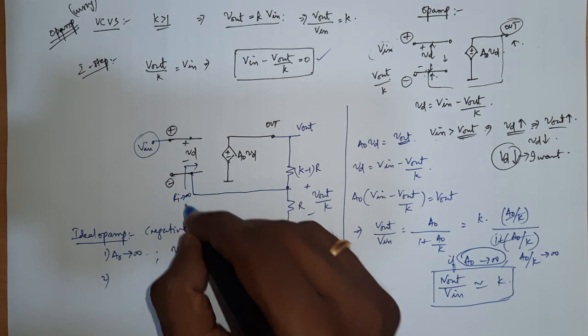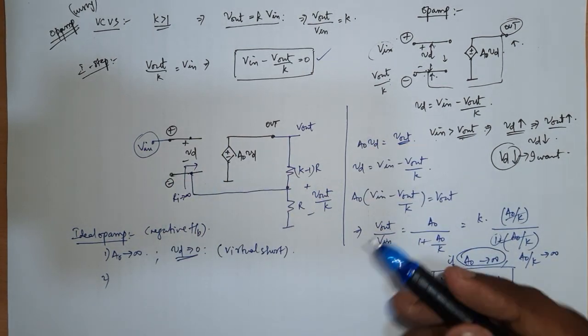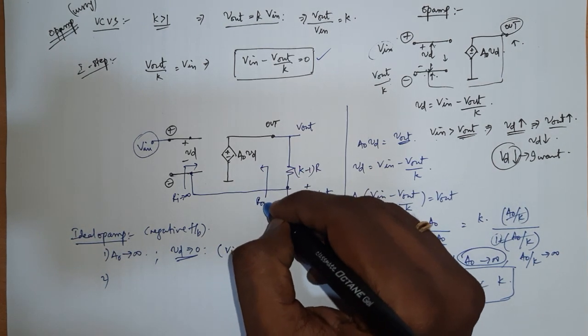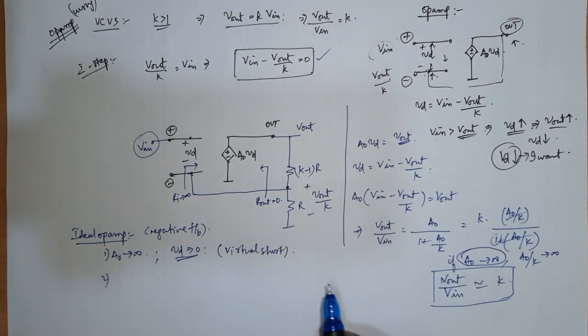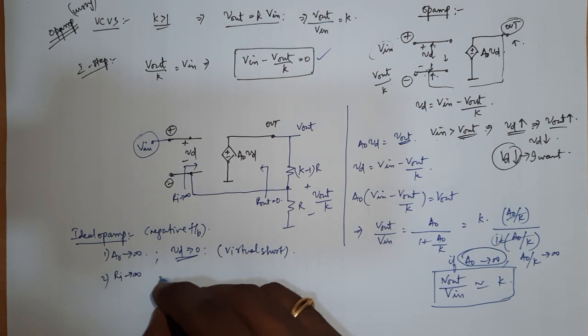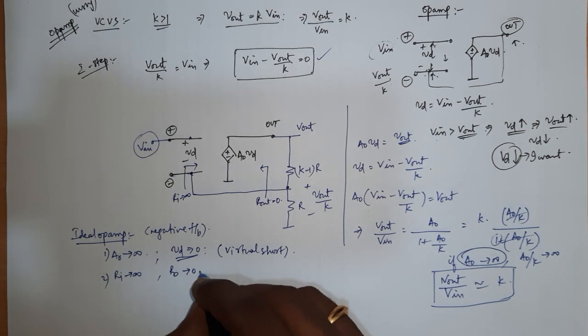And second thing is, look into the input side of an op amp, you see that my input impedance is infinity, right? That is what an ideal voltage control voltage source will have, and output impedance should go to 0. R out will be equal to 0. Okay, so this is what an ideal voltage control voltage source should have. So that is second property of an ideal op amp, and R out equal to 0.